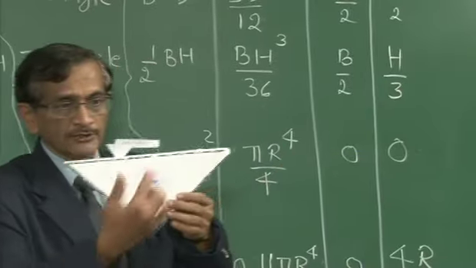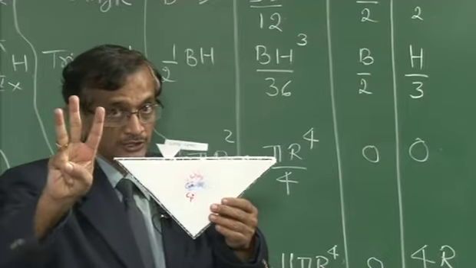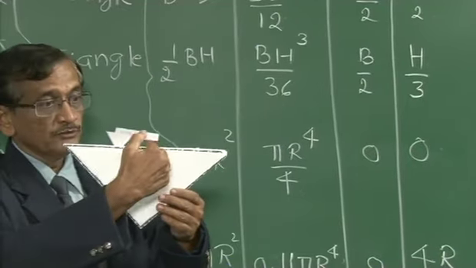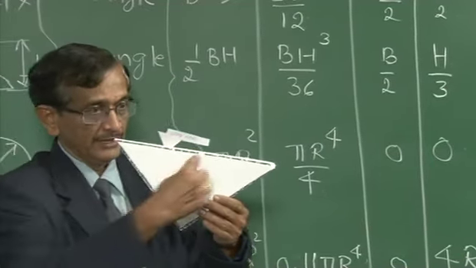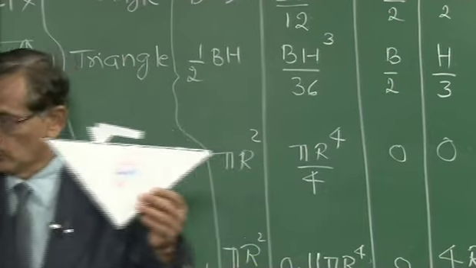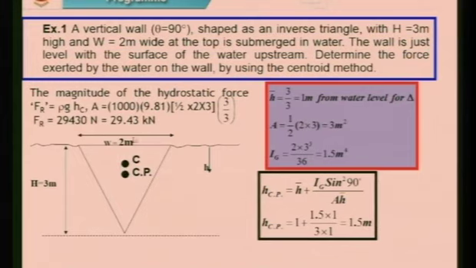So what is the height of the triangle? Height of the triangle is 3 meter. So what is the h by 3? From this point only 1 meter, h by 3, correct. So we go there and show you here, c is 1 meter. So gamma w, which is 1000 into 9.81, area half base into height, with my students they know how to calculate. Half base is 2 meter, height is 3 meter, and into the hc.